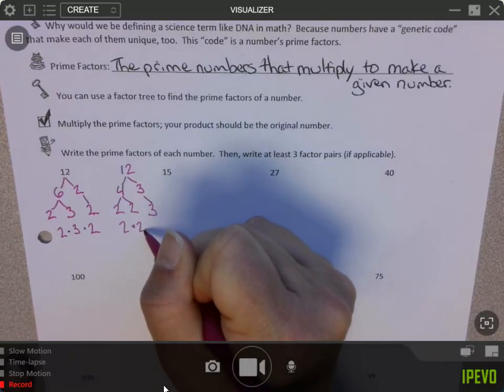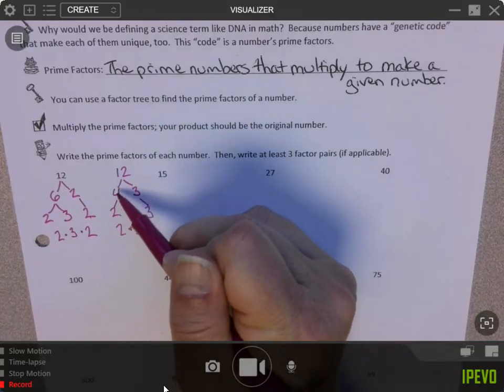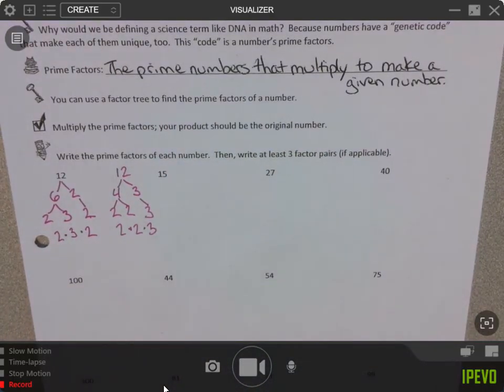So look at that. I still have the exact same primes on the bottom. So it doesn't matter which factor buddy I originally break it down into. I keep going down to the primes. I'm going to come to the same primes no matter what. 2 times 2 times 3, 2 times 3 times 2. It's the same prime numbers. There are 2 2s and 1 3. We multiply them together and we get 12. Okay? So it doesn't matter which factor buddy you use to start it off, as long as you keep going all the way down to the primes.